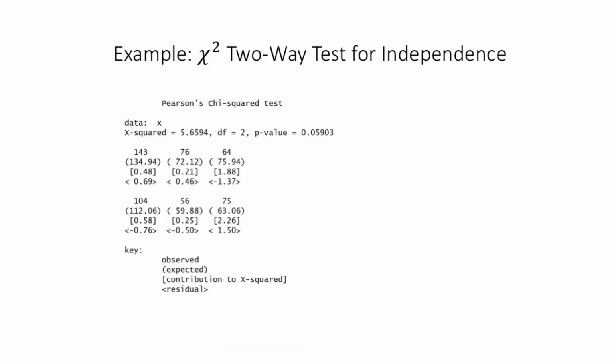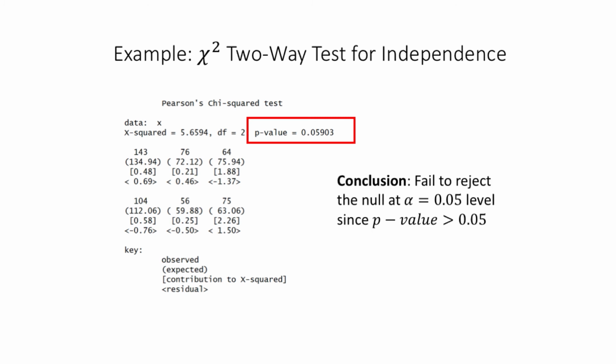So here's the statistical software output for the chi-squared two-way test for independence. We get this p-value, and we're going to fail to reject the null at the alpha 0.05 level. So with that, we cover the basics of the one-way and two-way chi-square tests for independence and for goodness of fit.